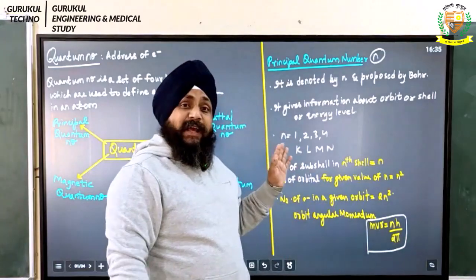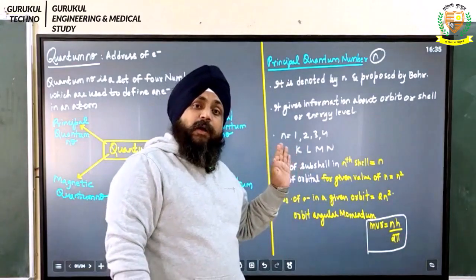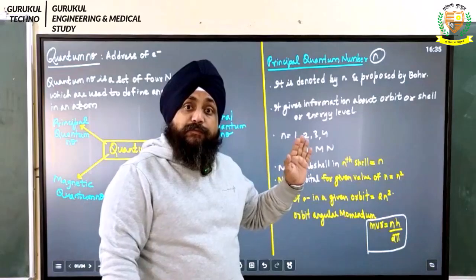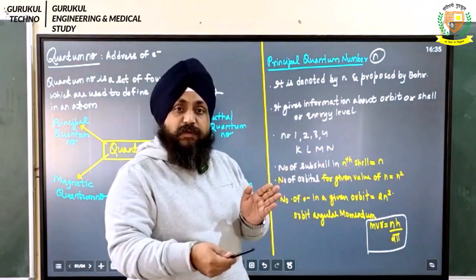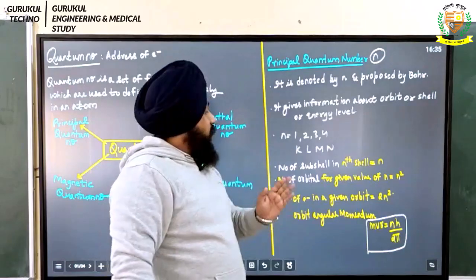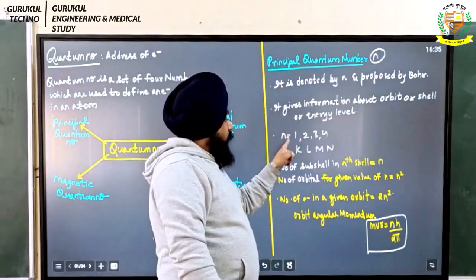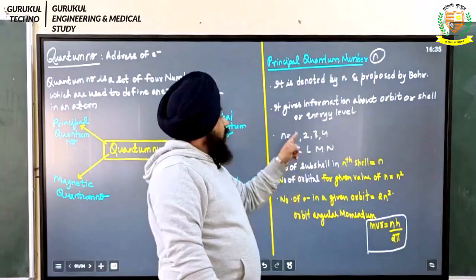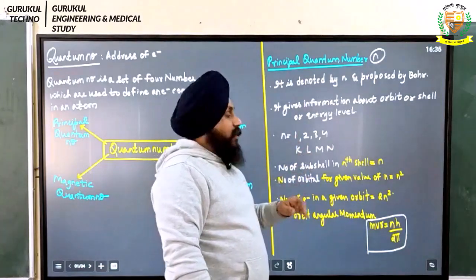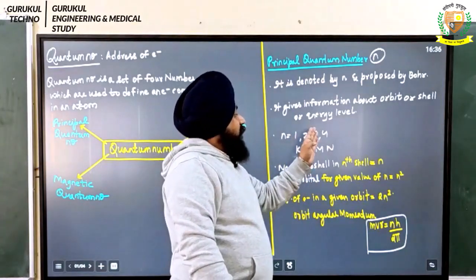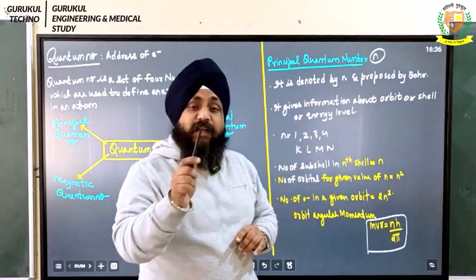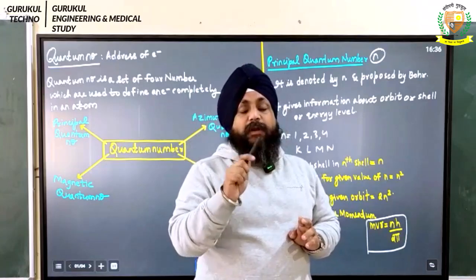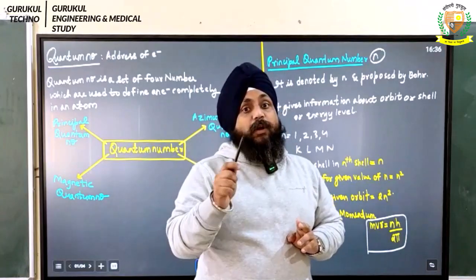Now this n can have values 1, 2, 3, 4. The value of n can be 1, 2, 3, or 4. If the value of n is 1, we call it K shell, if 2 then L shell, if 3 then M shell, then there will be N shell, and like this it will keep on going. n cannot be 0, shell number cannot be 0, you should remember this.